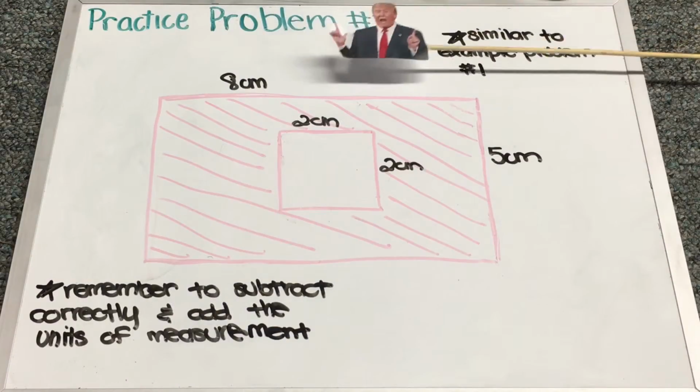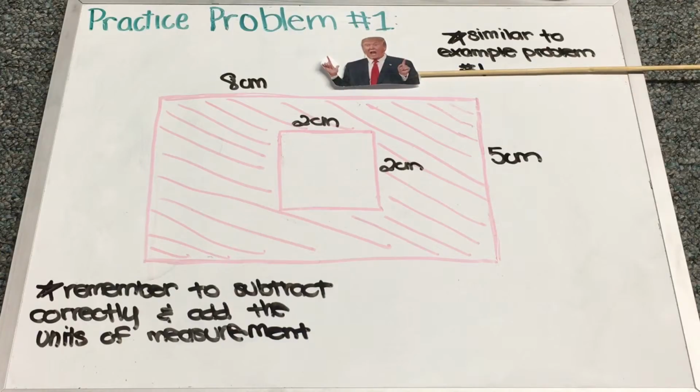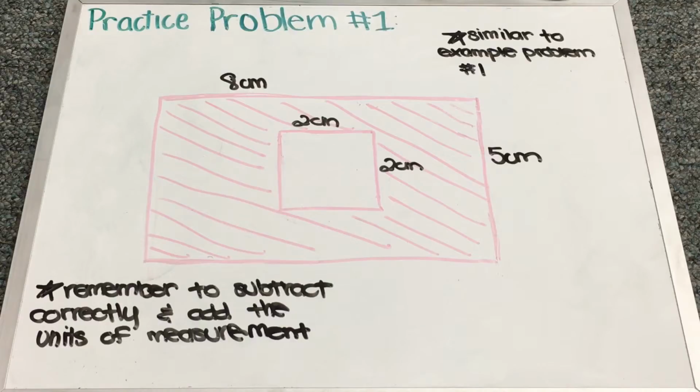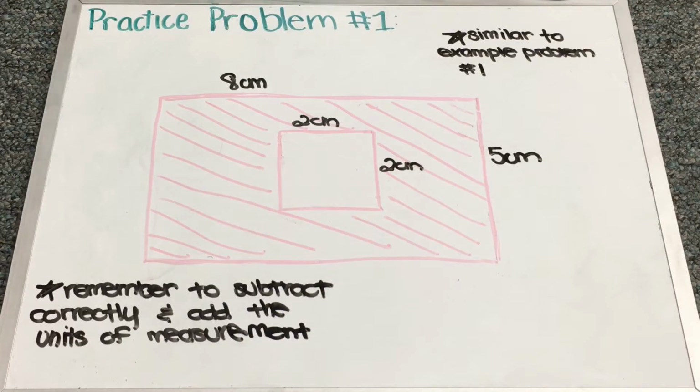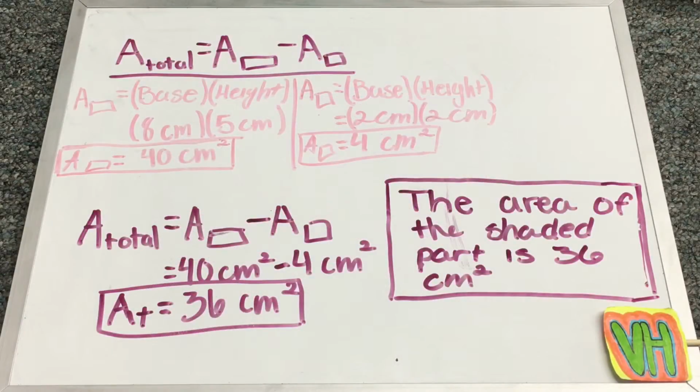So now you guys will be solving your own practice problems. Remember that this problem is similar to example problem number 1. And remember to subtract correctly and add the units of measurement. Pause now and solve. Now that you have finished practice problem number 1, check your answers. If you didn't get it, then try again.